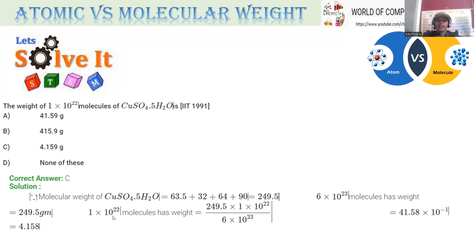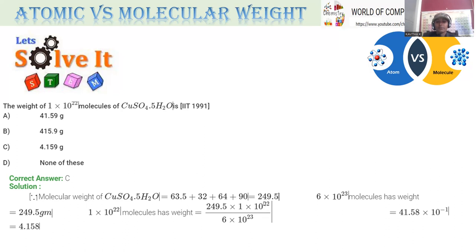So that's the reason why 1 into 10 to the power 22 by 6 into 10 to the power 23 into 249.5 can be taken. Here you can clearly observe that 10 to the power 23 and 10 to the power 22 get cancelled. One more 10 will be there. If you go with the proper calculation, it will become 249.5 by 6 into 10. After the calculation, the final answer will be 41.58 into 10 to the power 1. So the weight of 1 into 10 to the power 22 molecules of copper sulfate pentahydrate will be 4.159 grams. All options are given with the same answer, the only difference is the decimal point, where we have to indicate the decimal point.